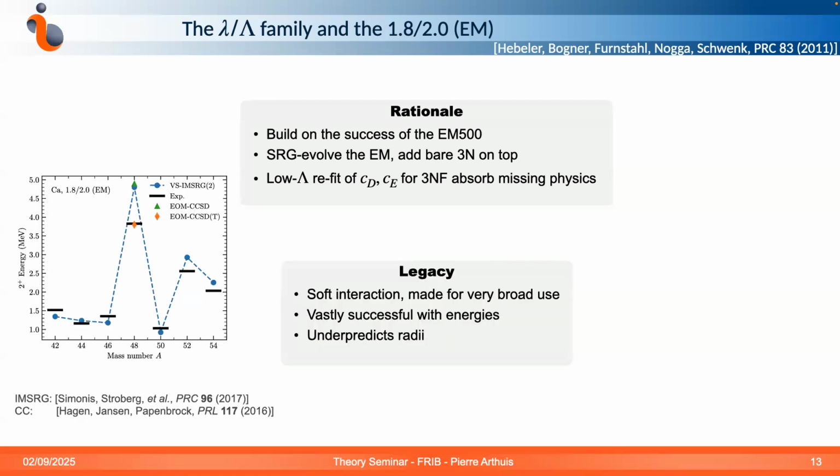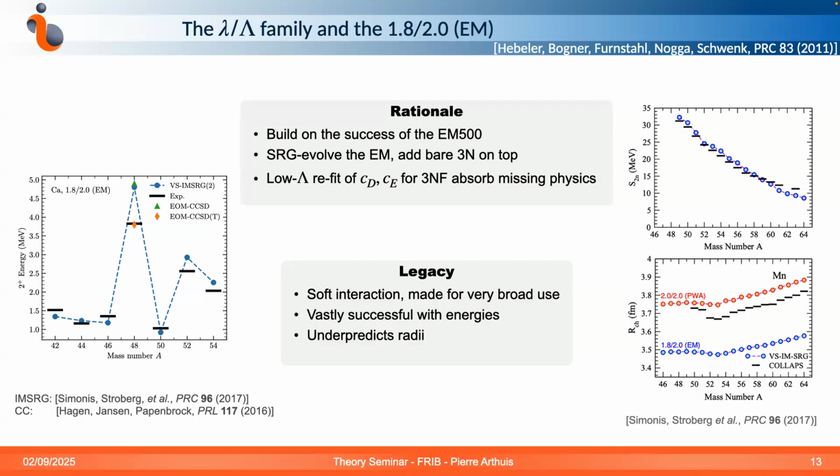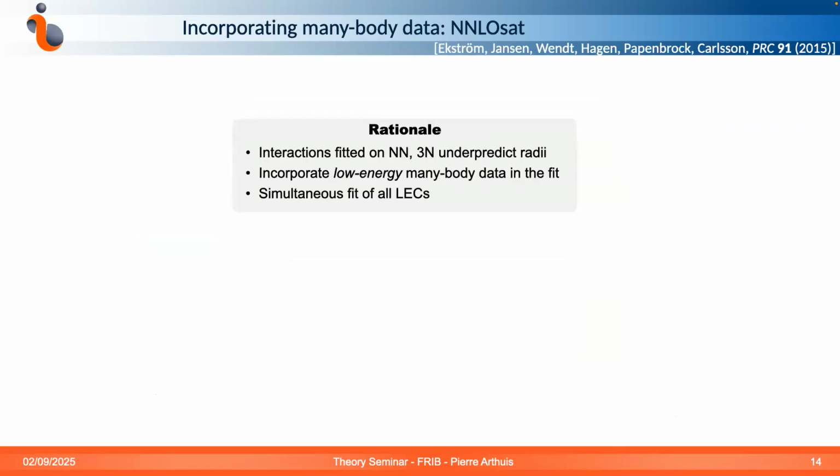And the thing is, because this interaction was soft, it made for a very broad use. It was easy to use with many-body methods. It gave very good results for energies, including excitation energies here for the calcium isotopic chain, for example. But the thing is, it underpredicts radii. If you look at the manganese isotopic chain here, those are two-neutron, if I'm not mistaken, or one-neutron, I'm not sure anymore, separation energies. And you see that our blue dots are basically on the experimental results. But when you look at charge radii, you see that we're underpredicting them by, what is it, like 0.2, 0.3 femtometers. So that's the main deficiency of this interaction.